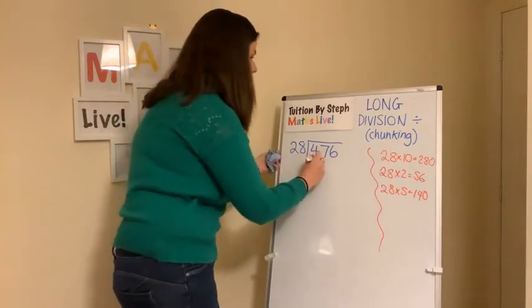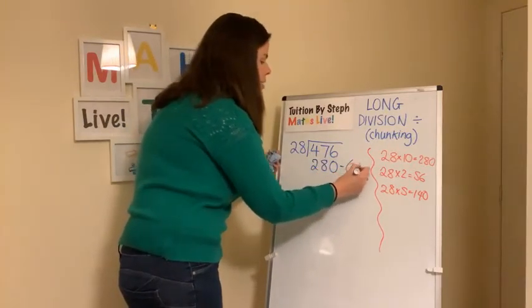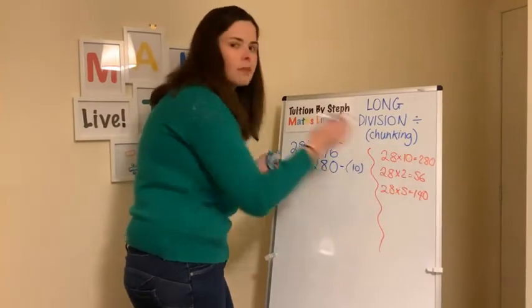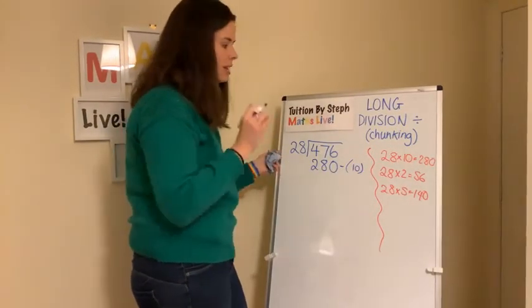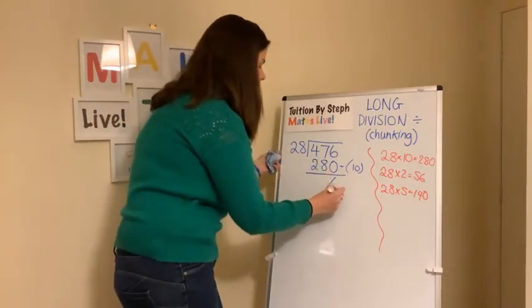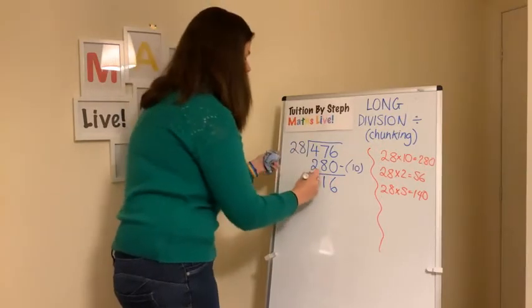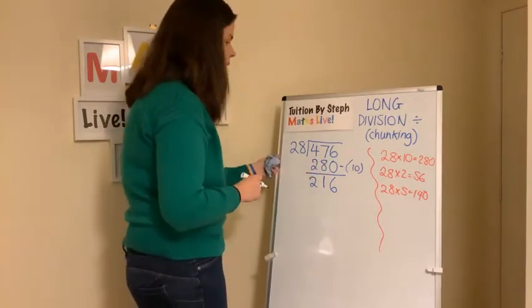First of all, I'm going to subtract our 280. And in brackets next to it, I'm going to remind ourselves that it was a group of 10. It's 10 lots of 28. Okay, 6 take away 0 is 6. 7 take away 8 is 1. 4 take away 2 is 2. Oh, that was a nice easy start.